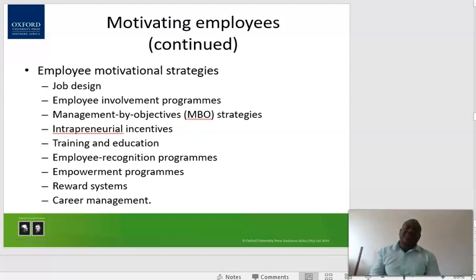There are also other employee motivational strategies that can be used to motivate people. For example, job design, employee involvement programs, management by objectives, entrepreneurial incentives, training and education, recognition programs for employees, empowerment programs, reward systems, career management. But once you state this, you also ought to be in a position to explain how it can be used to motivate people.